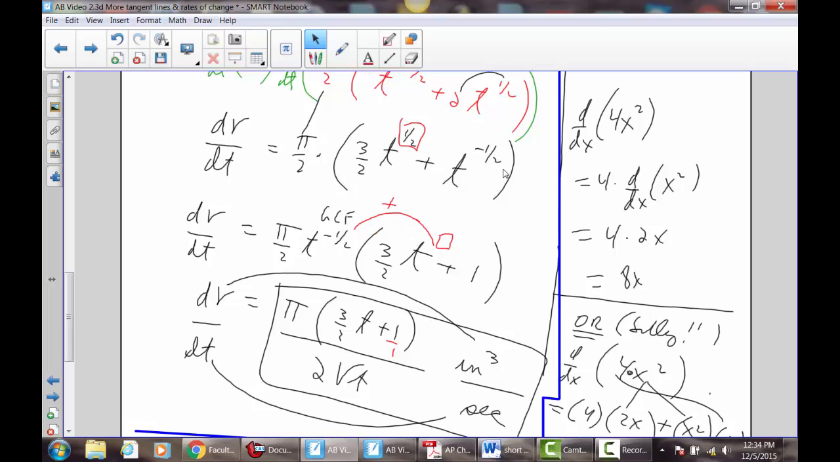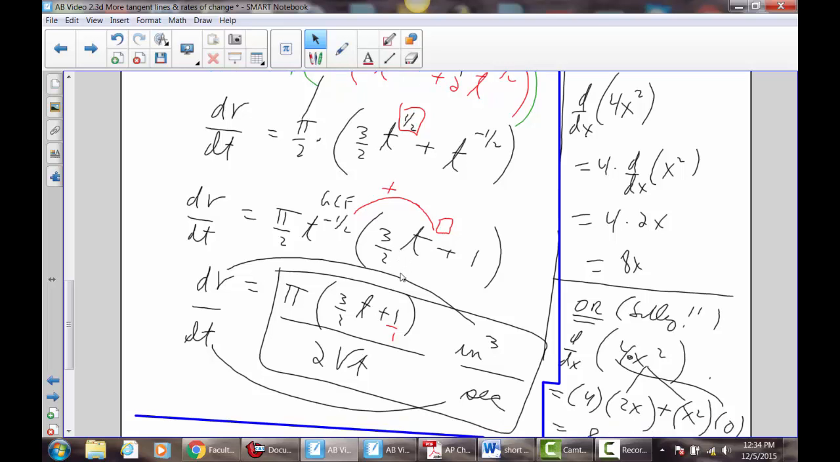And of course, you're pulling out the t to the smallest exponent, and you're asking yourself, negative a half plus what gives positive a half? Of course, negative a half plus 1, which we don't bother writing t to the 1.